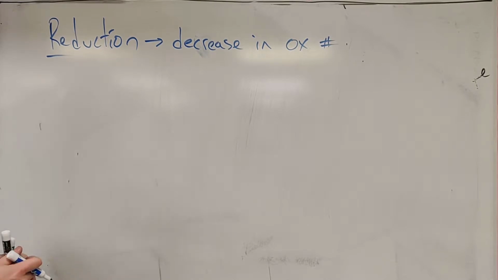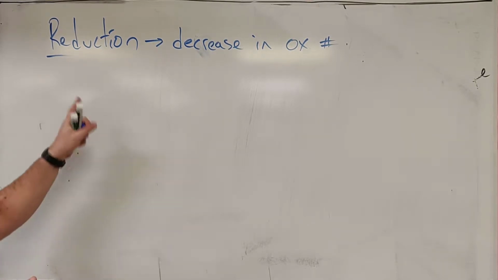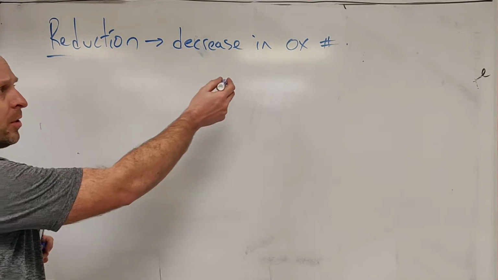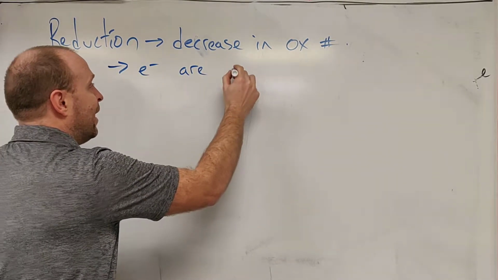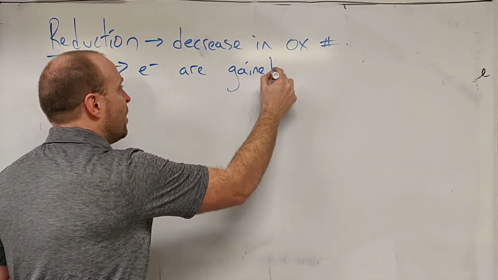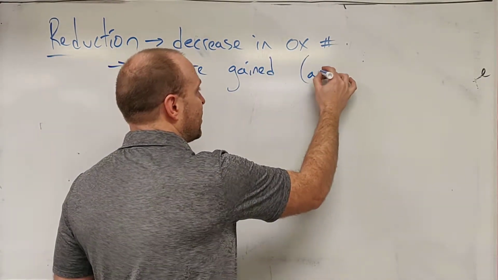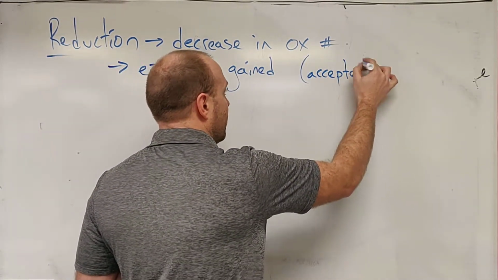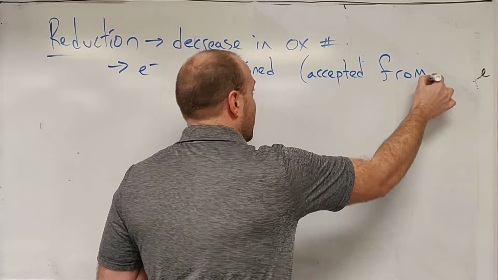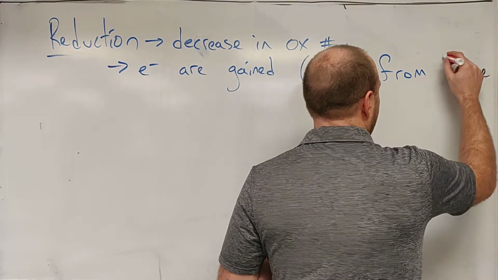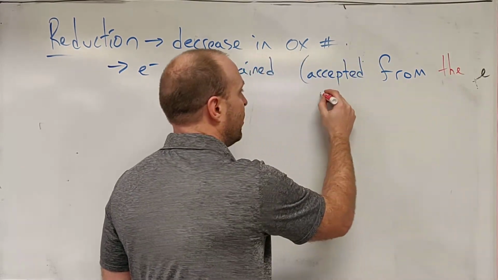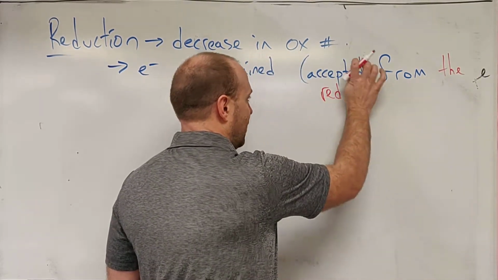You lose some electrons, or sorry, you accept some electrons. So for reduction, there's a decrease in oxidation number. Electrons are gained, right? And we might change that terminology. They are accepted from, and we'll sneak in some terminology in a different color here, the reducing agent.